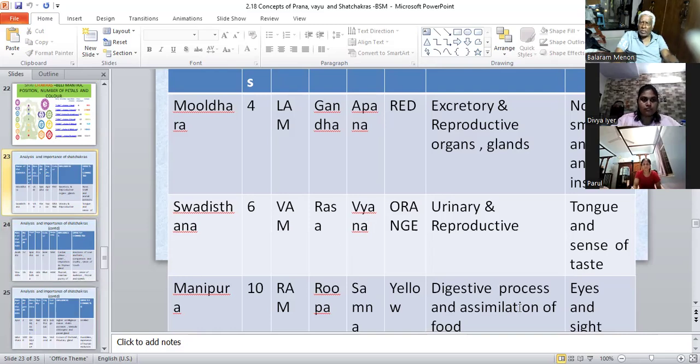After Manipura: digestive process, assimilation of food, eyes and sight. It should be very clear which is the rupa, which is the color, and which are the processes and the organs which get activated.